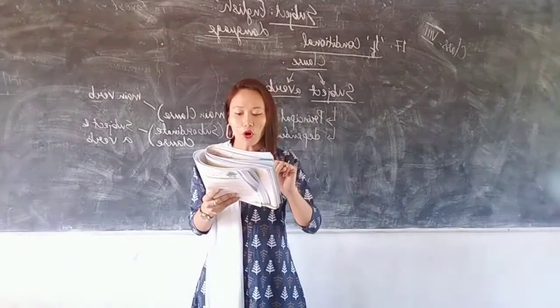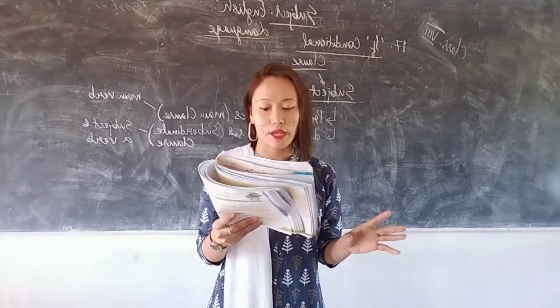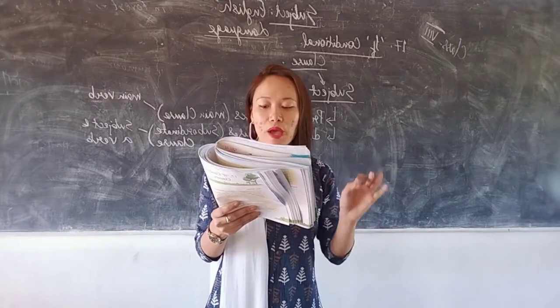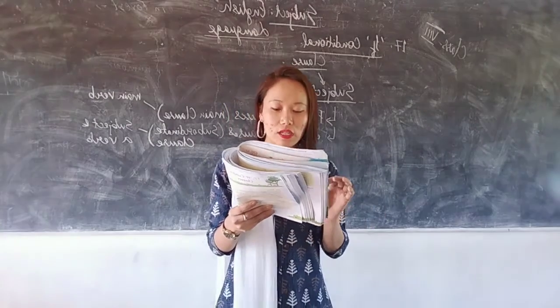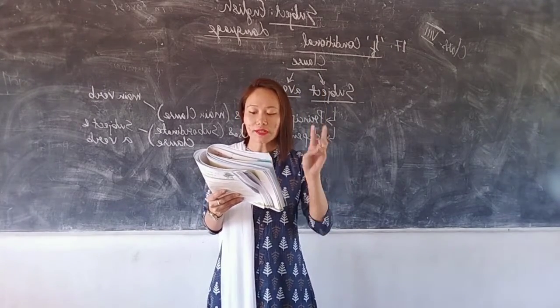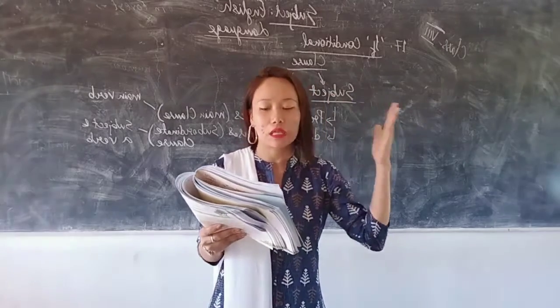Type 3, or unreal imaginary condition, refers to an unreal past condition and its probable past result, or an imaginary condition that cannot be true. It is totally unreal. It is totally imaginary. You are imagining things.